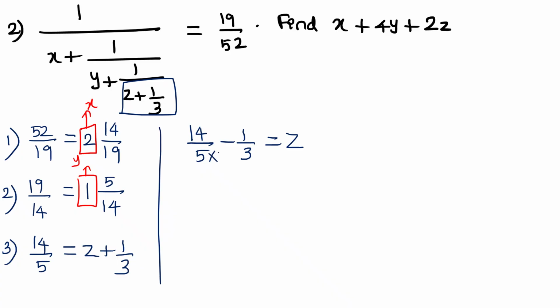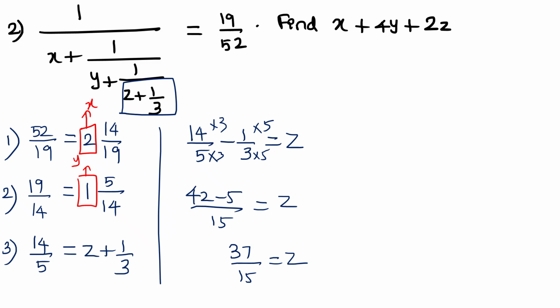LCM is 15. So into 3, into 3, so into 5, into 5. So I will be getting 42 minus 5 by 15 is equal to z. So 37 by 15 is equal to the z value. So now I got the z value also. After getting the z value, I have to substitute it over here to get my answer.